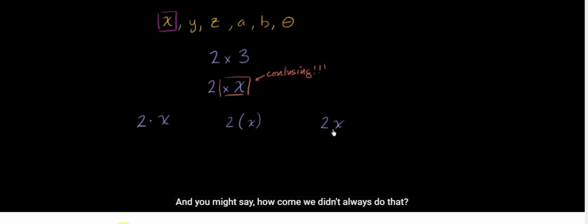And you might say, well, how come we didn't always do that? Well, it would be literally confusing if we did it over here. If instead of writing 2 times 3, we just wrote 2, 3, that looks like 23. This doesn't look like 2 times 3, and that's why we never did it. But here, since we're using a letter now, it's clear that this isn't part of that number. This isn't 20-something. This is 2 times this variable x. So all of these are really the same expression: 2 times x, 2 times x, and 2 times x.